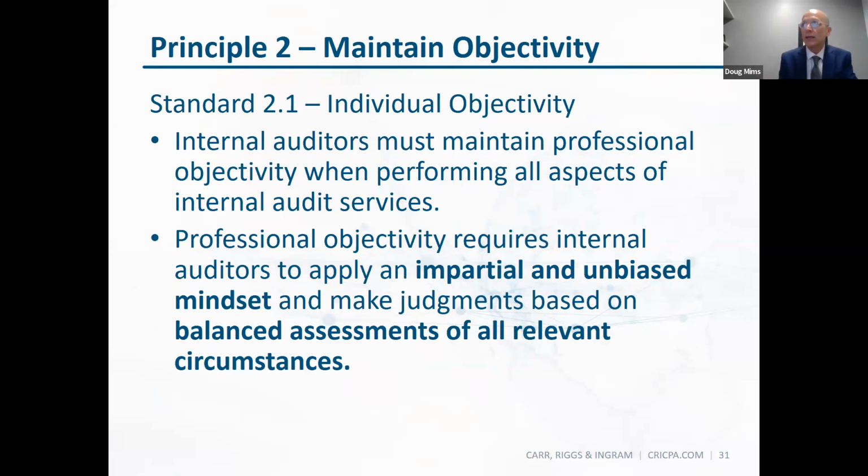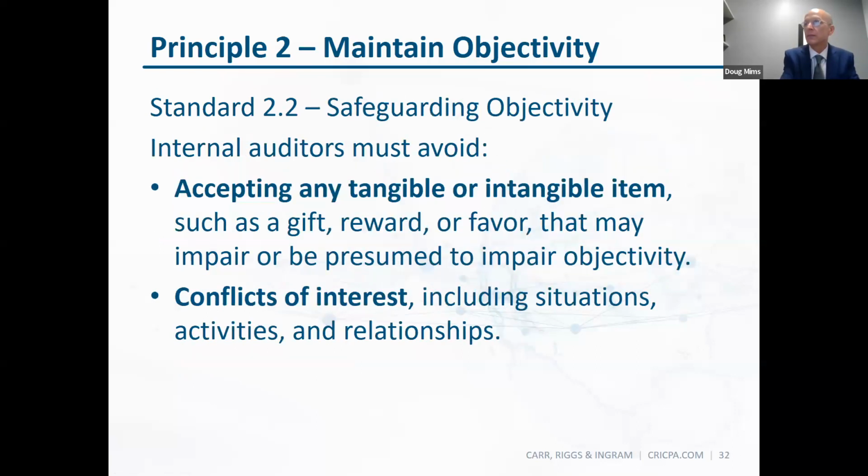Principle 2, standard 2.1, individual objectivity. So this is talking about the individual auditor, because if you go back, this applies to anybody that provides internal audit services, both the individual and the function. So professional objectivity requires internal auditors to apply an impartial and unbiased mindset and make judgments based on balanced assessment of all relevant circumstances. So you need to be unbiased and you need to have a balanced assessment of all the relevant facts associated with what you're doing to maintain objectivity. There'll be other discussions about independence because there's a little bit of a difference there.